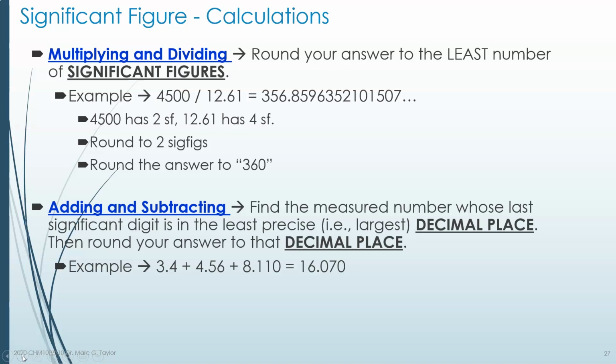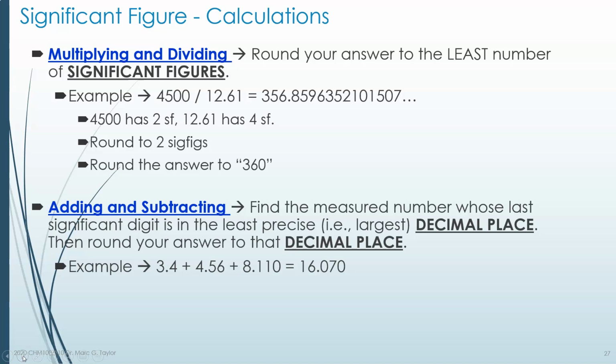Well, where do you round this number? Well, look at each of the component numbers. 3.4, the last significant digit is in the tenths place. 4.56, the last significant digit is in the hundredths place. And 8.110, that 0 is significant. Therefore, the last significant digit in that number is in the thousandths place.